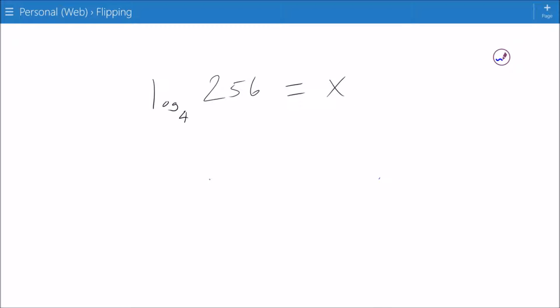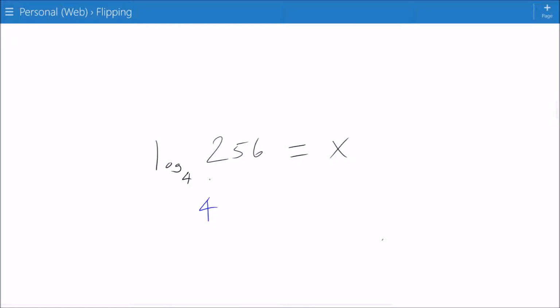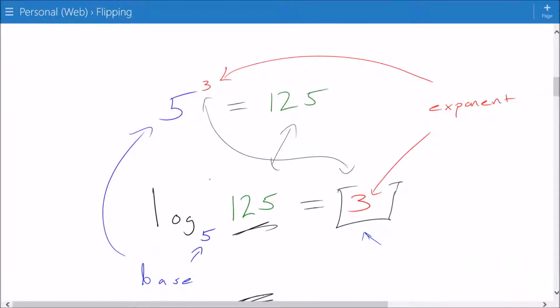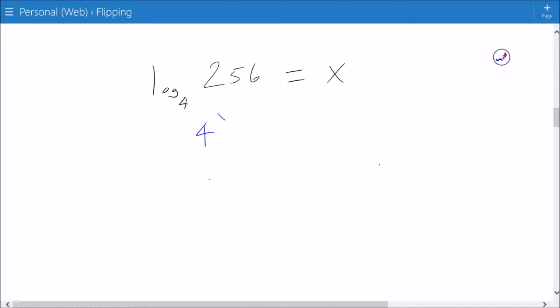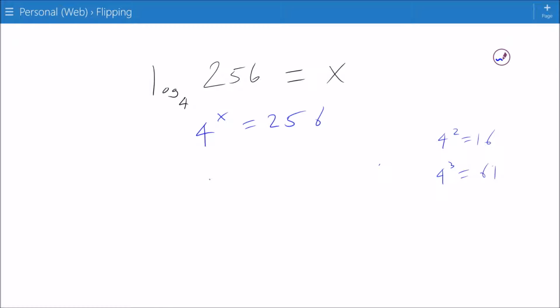of 256 is equal to x. Let's rewrite this. Remember, earlier I said the 4 is the base, and this thing right here on the right is the exponent. So really what I've got here is 4 to the x equals 256. I can check and figure out what that is because I know 4 squared is equal to 16, 4 to the third is equal to 64, and 4 to the fourth is equal to 256.